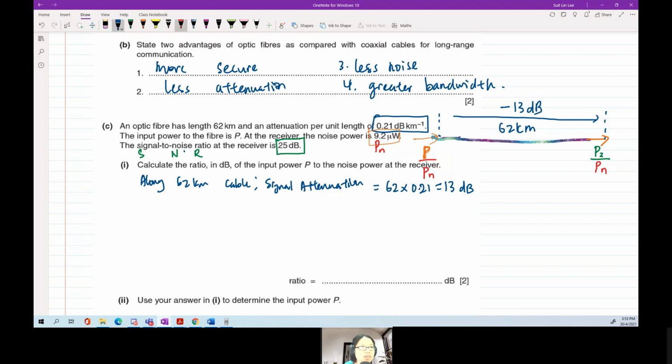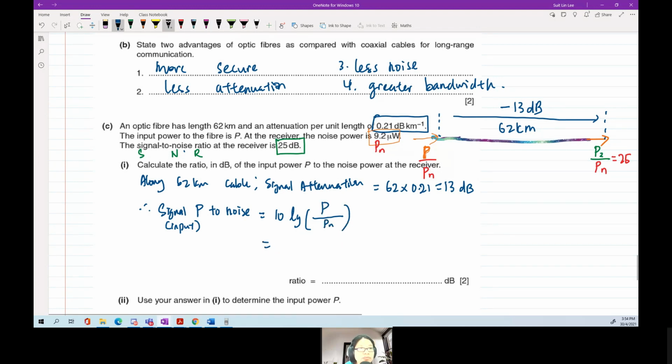Okay. We know the signal to noise ratio here. This one is 25. Something minus 13 is 25. So hence, the signal P to noise at input power at the receiver, signal to noise ratio at the receiver, P to the noise power. Okay, so signal P, this is input. Input to noise is equal to 10 log this one over this one.